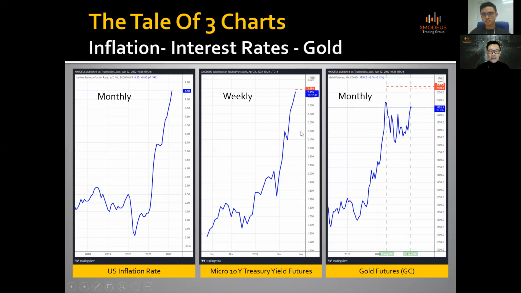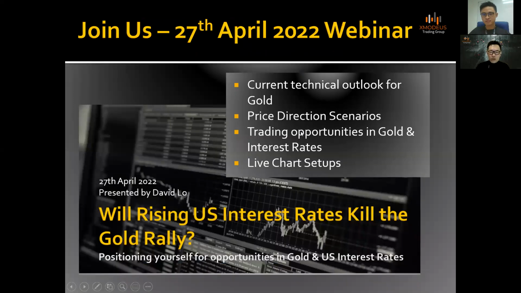So this is going to be very interesting, and this is what we're going to talk about next week, on the 27th of April. We will look at the current technical outlook for gold. Which phase is gold in now? Is there a lot more upside, or is it going to come down in a corrective mode? Because a lot of people are invested in gold, so this will be a very interesting thing to look at and discuss during that time.